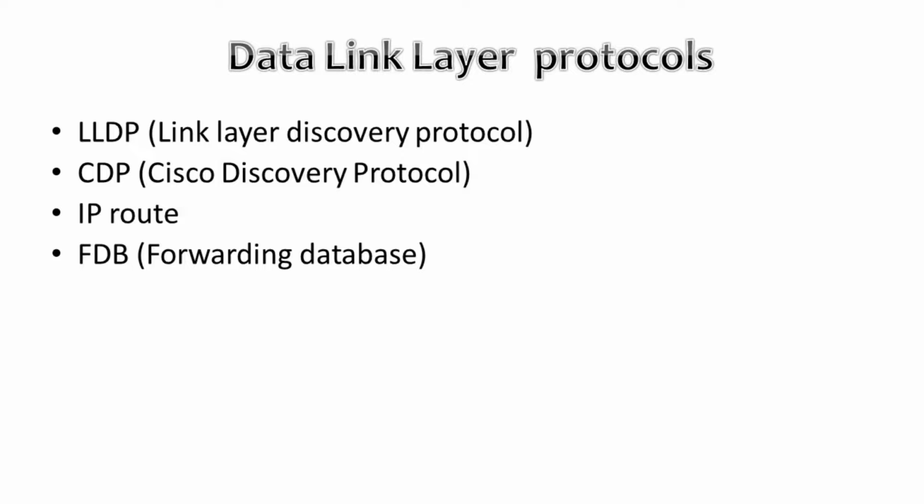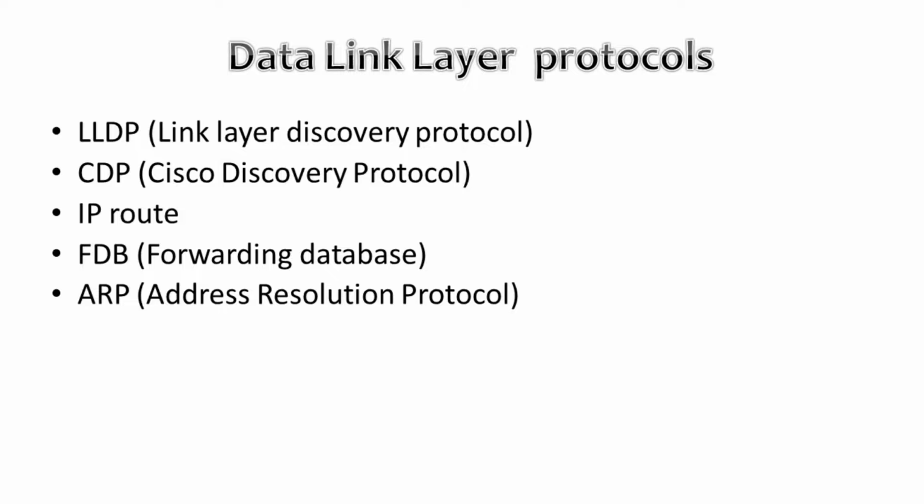ARP, Address Resolution Protocol. ARP maps dynamic IP, which is layer 3, with MAC address, which is layer 2. ARP translates a 32-bit address to a 48-bit address and vice versa.